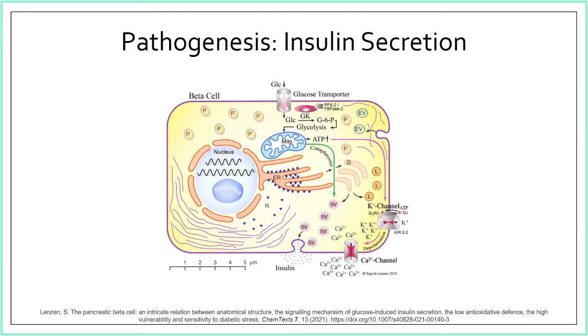Once the cell is depolarized, a voltage-gated calcium channel on the beta cell opens, and this allows calcium to flow in from the extracellular space. And the increase in free calcium concentration is what then triggers the glucose-induced insulin secretion and exocytosis of the secretory granules.